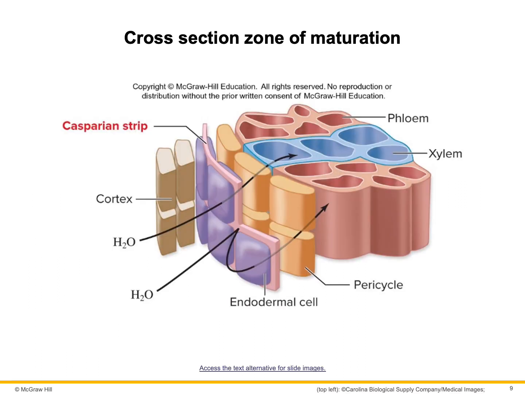So let's look at a picture of a cross section of a zone of maturation. You can see the cortex in the outermost. Then we have endodermal cells with Casparian stripes. We have pericycle, then xylem and phloem, which are vascular bundles.